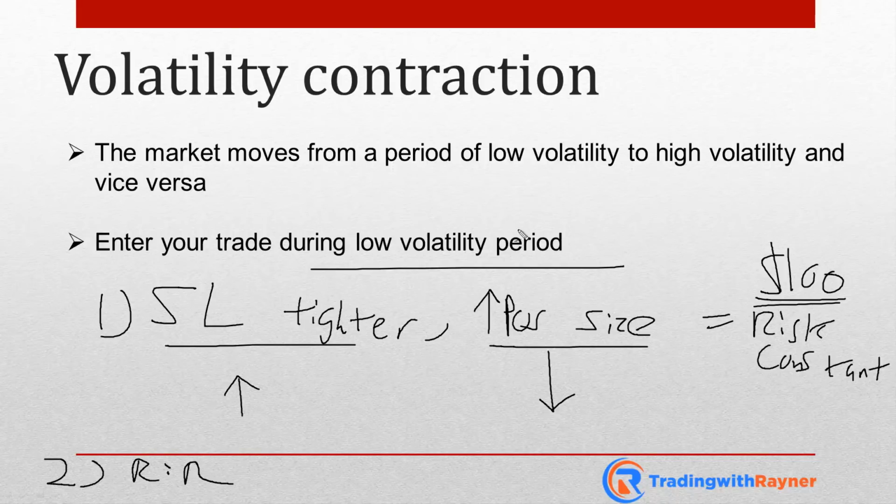Why is that? Because you know that the market moves from a period of low volatility to high volatility. So if the market goes in your favor and volatility expands, you can see that your R multiple on the trade can really rack up pretty quickly. So in terms of risk to reward, entering your trades during a low volatility period gives you a more favorable R multiple as the outcome of your trade. These are two reasons why I like trading during a low volatility period: you can enter your trade with a relatively tight stop loss and put on a larger position size, and if it does break out, the risk to reward is usually quite favorable.